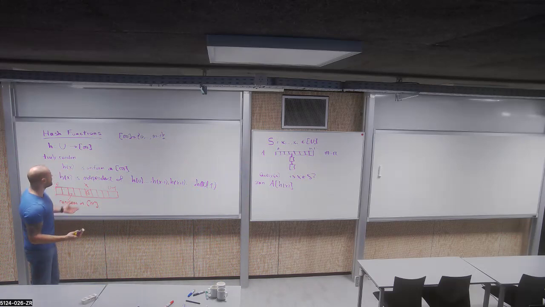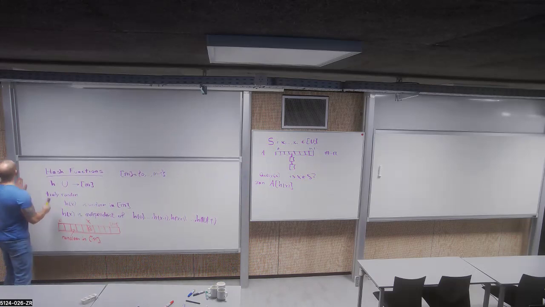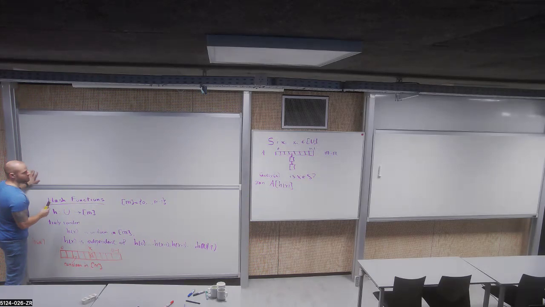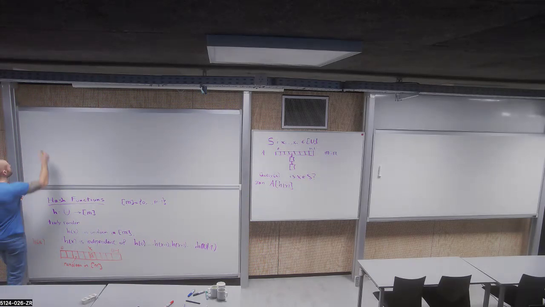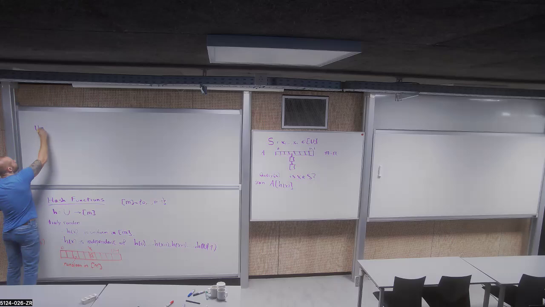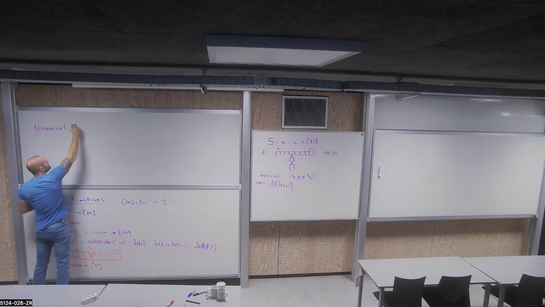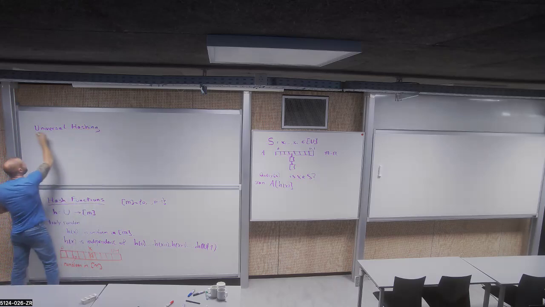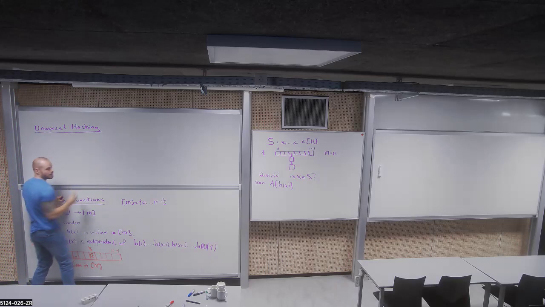So the first kind of property that we will be looking at is, I guess, the simplest and weakest property that is still useful for something, and we call this universal hashing. So here we really only care about these collision probabilities when we're hashing 2 elements.